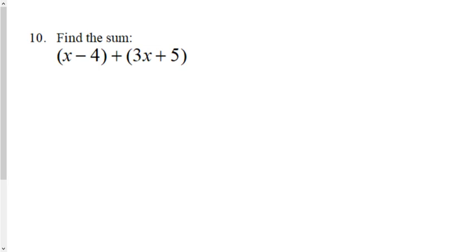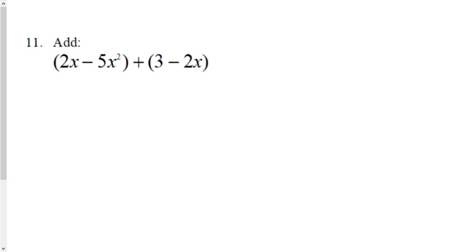Question 11, find the sum. X and 3x make 4x. Really what you're doing is you're keeping the term x and just combining the coefficients of 1 and 3 to get 4. And a negative 4 and a positive 5 make a positive 1. So therefore the sum of those two is 4x plus 1.